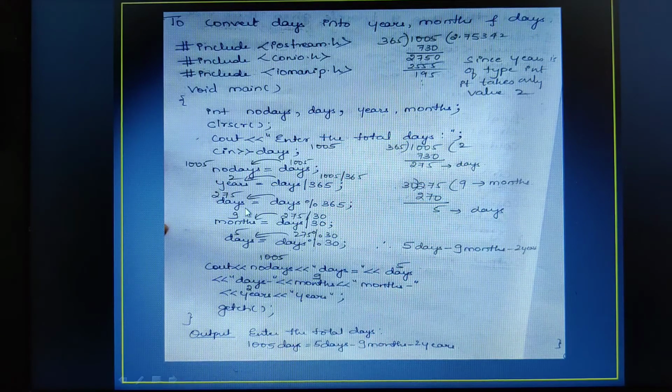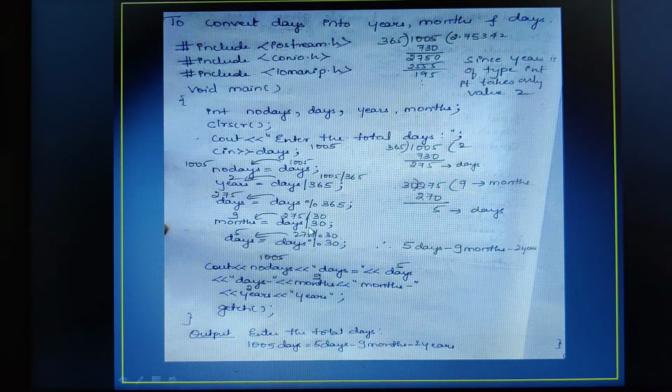Moving to the next, how to calculate the months. 275 days cannot be the days, because 275 means months are also there. Correct? So first I need to calculate months. 275 cannot be the days. 1 day, 2 days, up to how many? 29 days. 30 days I need to consider as 1 month there.